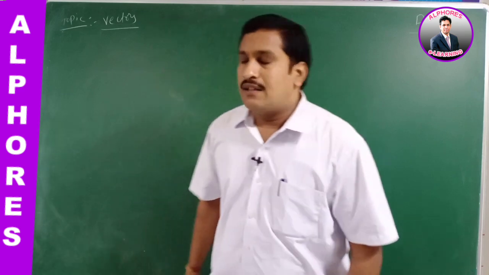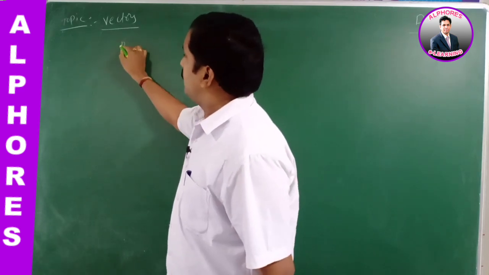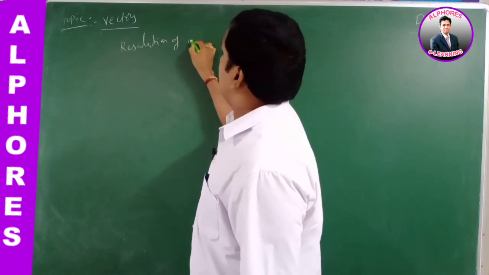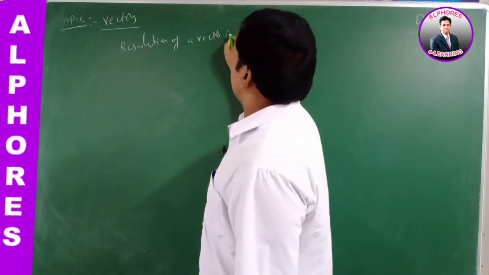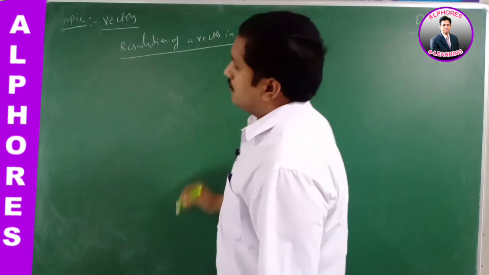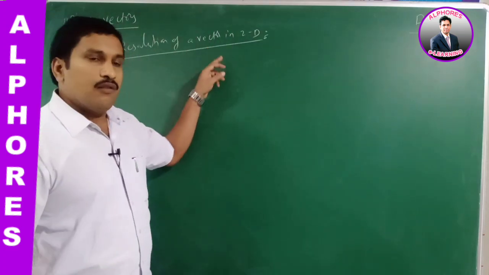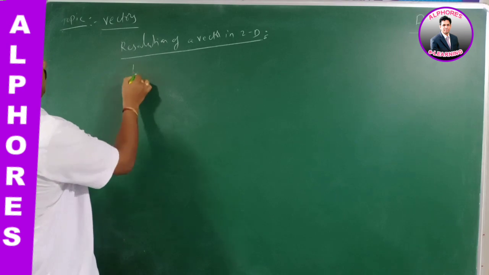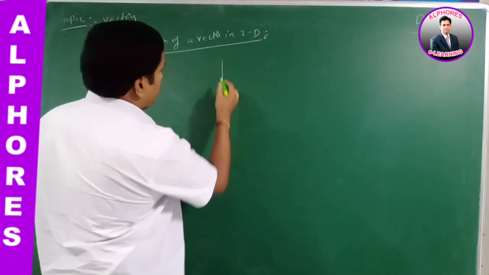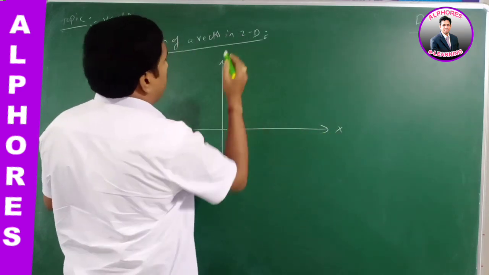Now, we already discussed yesterday's last topic, which is resolution of a vector in 2 dimension. I already gave 2-3 examples for this resolution of vectors in 2 dimension. Now, again I am giving one problem based on this resolution of vector in 2 dimension. Let us say this is the x-axis, y-axis.